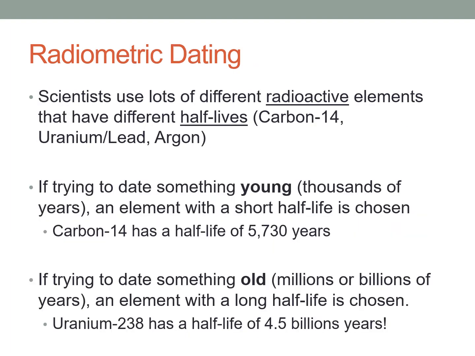So scientists use lots of different radioactive elements that have different half-lives. We have things like carbon-14, uranium, lead, and argon. These are all different radioactive elements that we're able to use for our radiometric dating or our absolute dating.